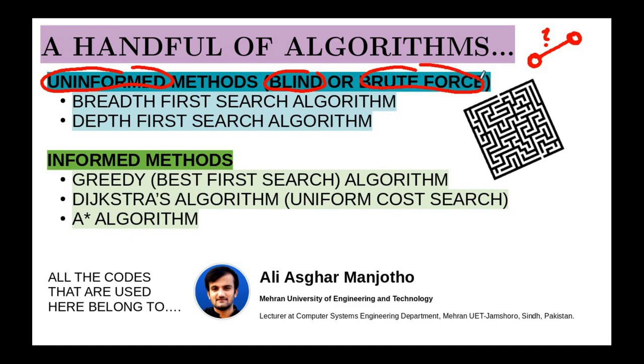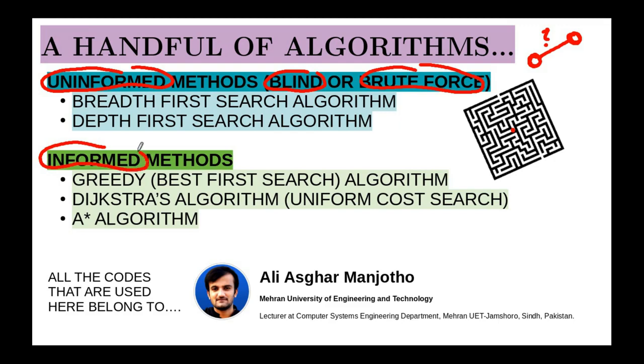And these methods are used, for example, in order to get out of a maze. The two methods that we are going to have a look at are the breadth first search algorithm and the depth first search algorithm. Then afterwards I'm going to make the difference between them.